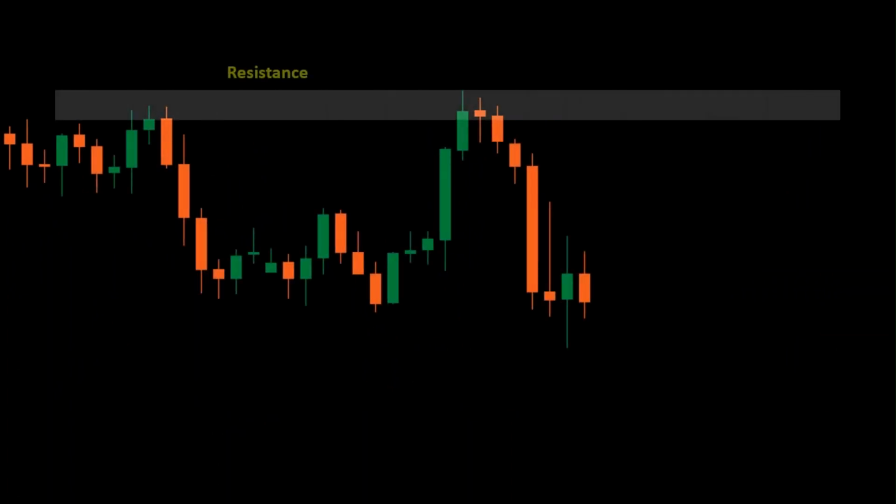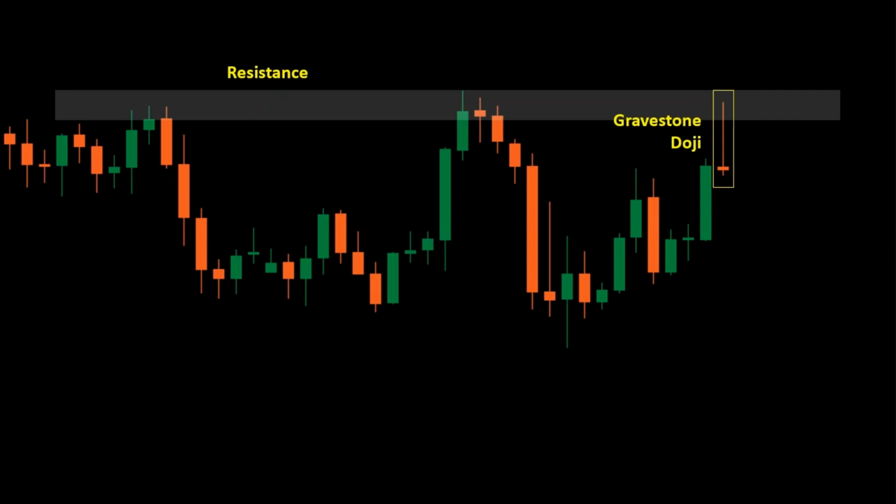In the next scenario, a resistance level has been identified, and the price retraces back to that zone. At this point, a gravestone doji forms, a bearish signal indicating that buyers attempted to push the price higher but were overpowered by sellers near the close.